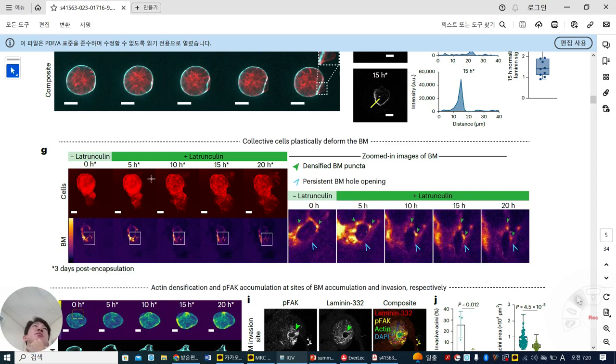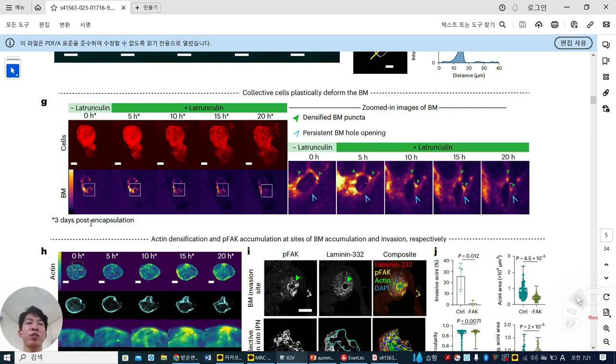Yeah, but I was thinking that if they interrupt after colonization, right, I thought that the collective migration would decrease. Yeah, actually, as you mentioned, it decreases before they make this hole. But once this hole is already formed, here they already have this migration phenomenon 3 days post encapsulation, and then the hole defect is formed. Yeah, I forgot to mention this one.